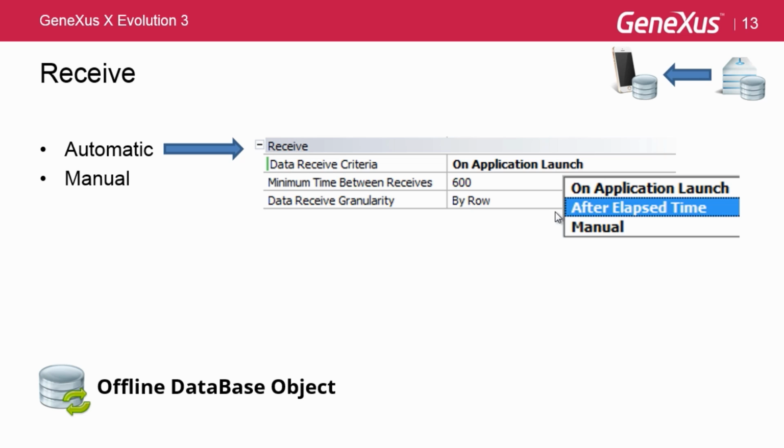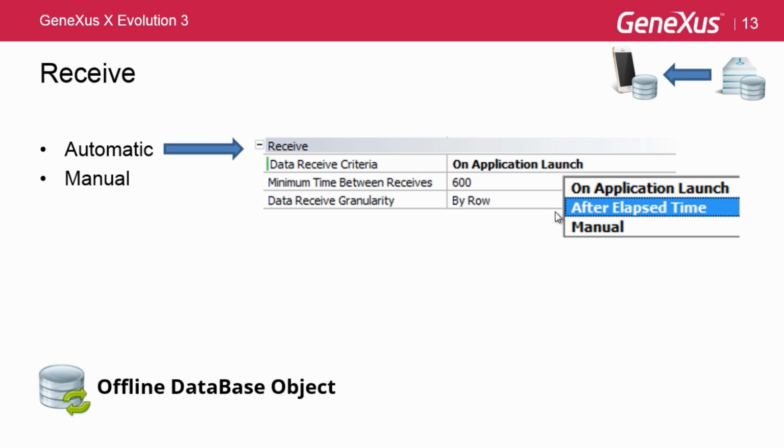What happens when I set data received criteria with the on application launch property? What will happen is that I will be receiving the data every time that the application does a launch. That is, every time that I pick up the application when the minimum time between receives has elapsed, which is the second property, that's currently set at 600 seconds. A 10-minute period will pass. When I open the application, if 10 minutes have elapsed, then the application will do a data receive.